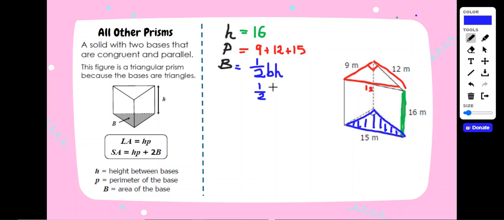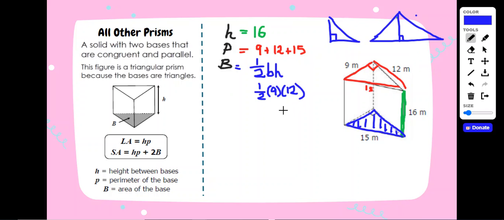So that's 1/2 our base of 9 times our height of 12. In a right triangle, the base and height are your legs. In other triangles, remember that the base and the height are at 90 degrees to each other.